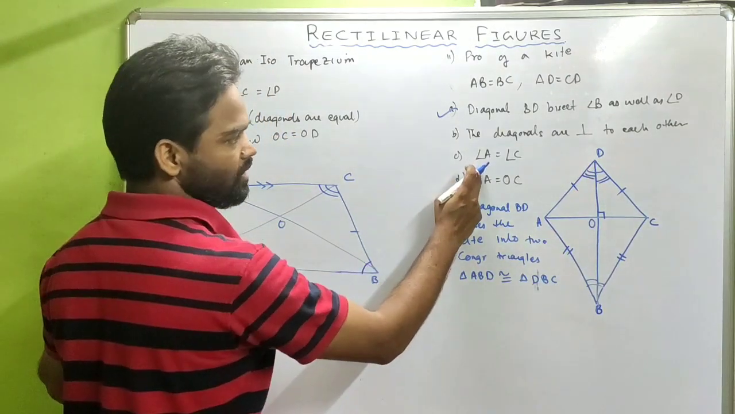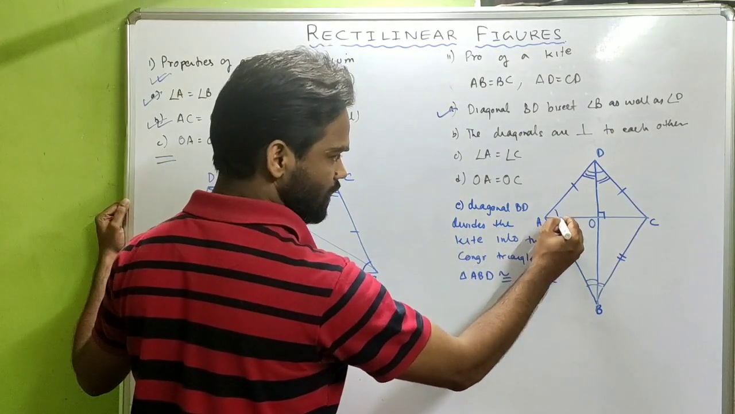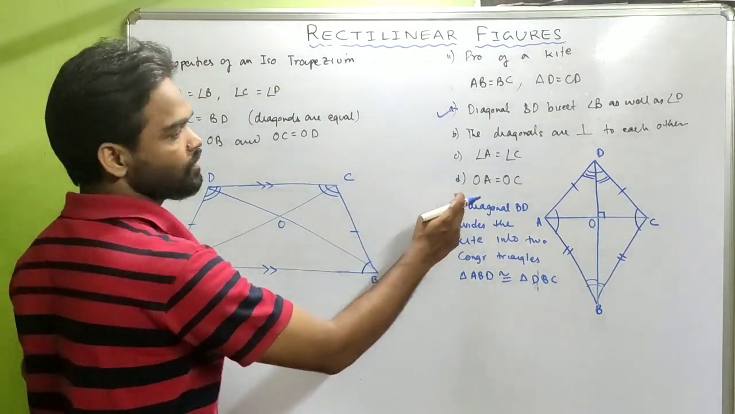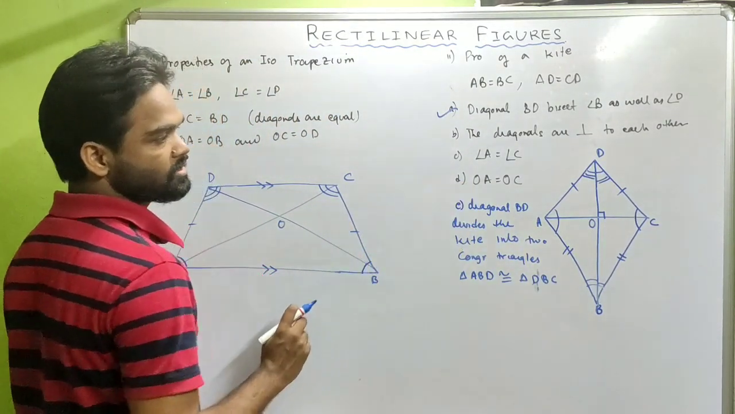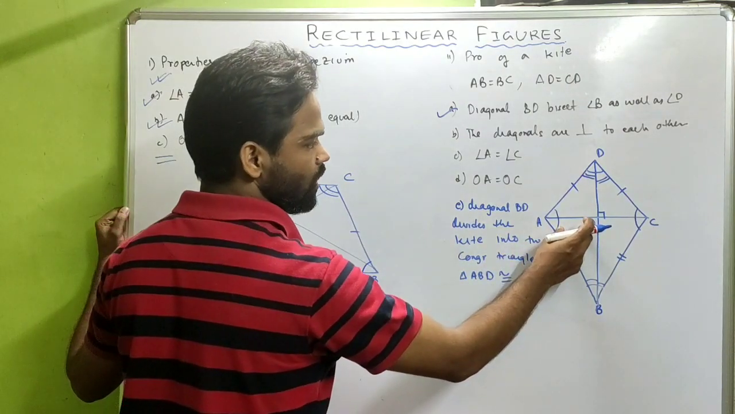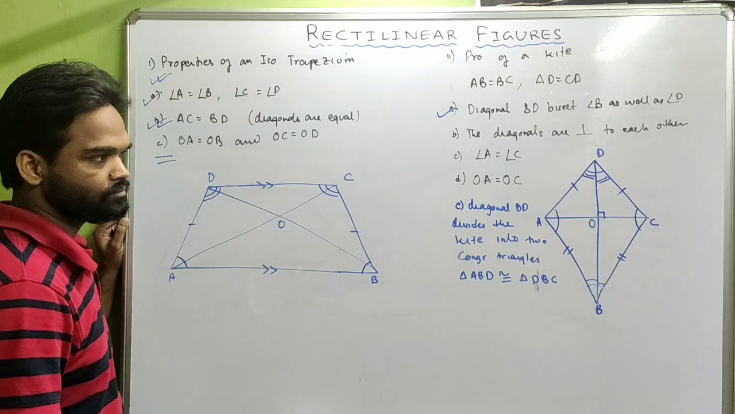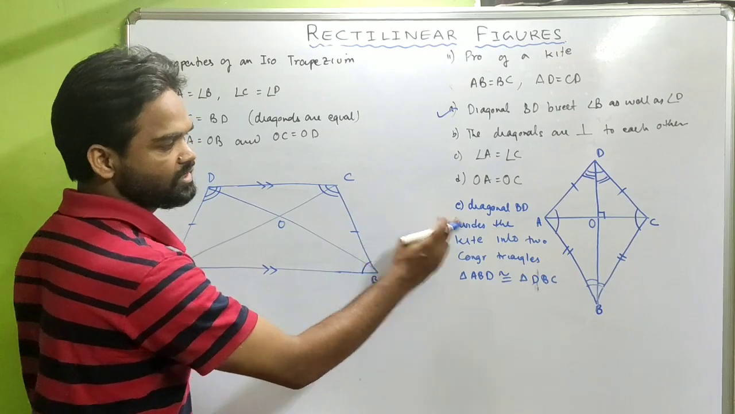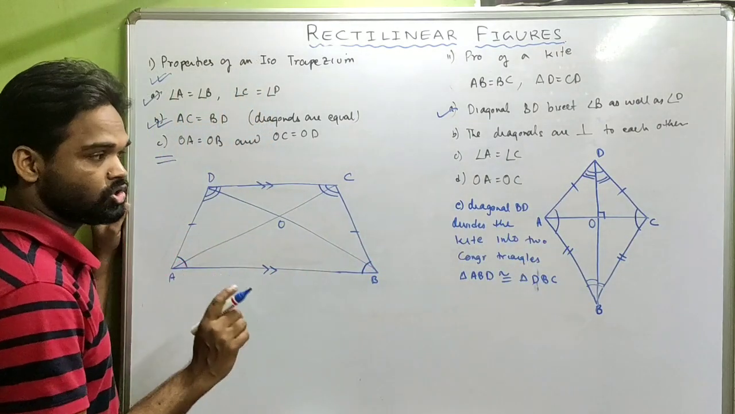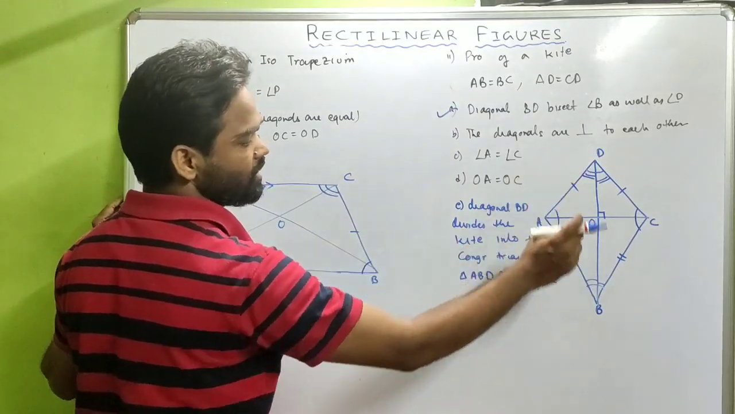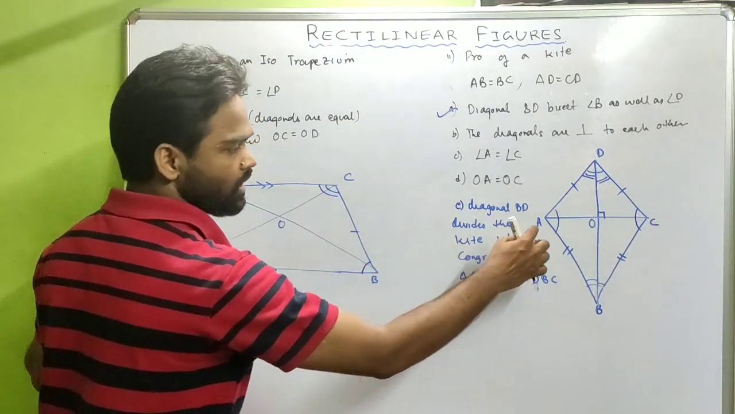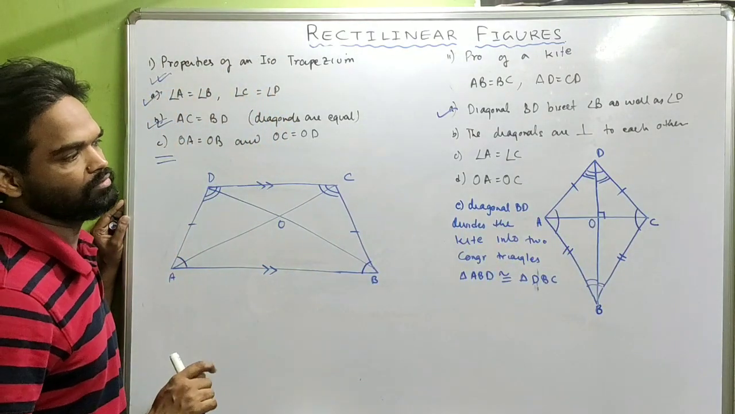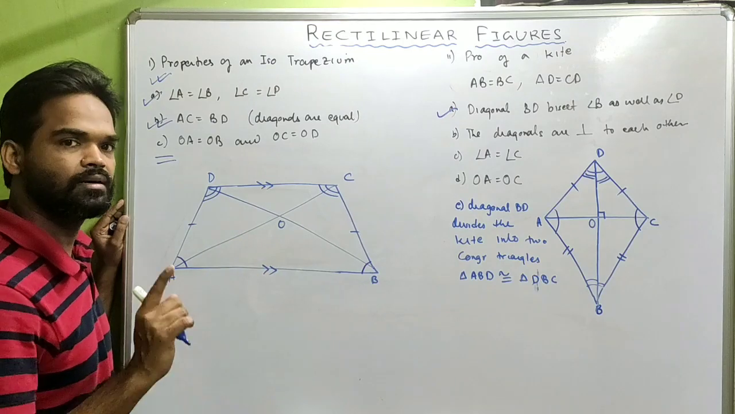Done. Then angle A is equal to angle C, which means this angle and this angle are equal in magnitude. And the fourth one, OA is equal to OC. Okay, we can prove this by congruency. And the last one, diagonal BD divides the kite into two congruent triangles. Diagonal BD divides the kite into two triangles ABD and DBC, and they both are congruent to each other, which we can prove by, I think, side axiom.